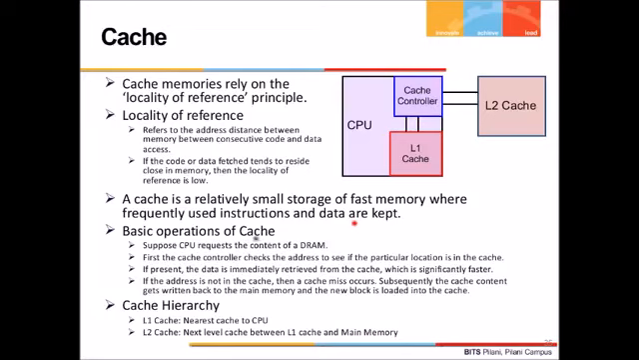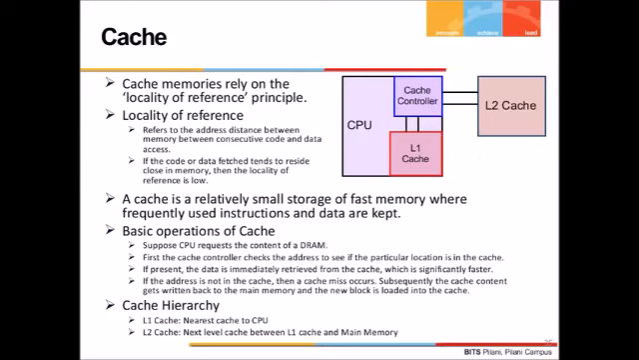So how does the operation of cache happen? Suppose the CPU requests the content of a DRAM location. First the cache controller checks the address to see if that particular location is already fetched in the cache. If the cache controller finds that address in the cache, then it directly reads from the cache and gives it to the CPU, or if a CPU write is happening, it writes to the cache and later updates the corresponding memory area.